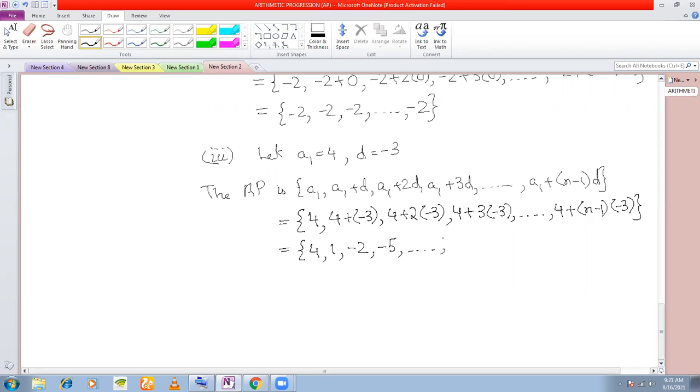What about the nth term? You get 4 minus 3n plus 3, because there's a -3. So n into -3 will give you -3n, and minus and minus will combine to give you a plus. So it will become +3. This will give you 7 minus 3n.